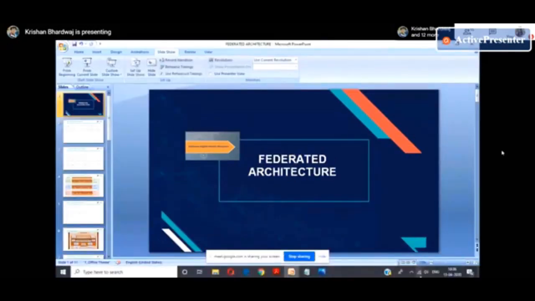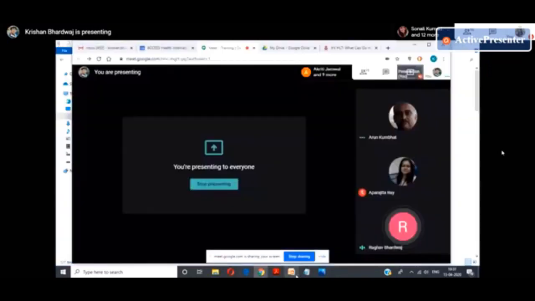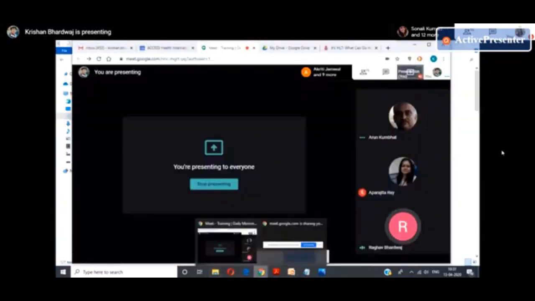Sir, I think Federated Architecture is basically an enterprise architecture which is concerned with interoperability, data exchange, and security, with minimum standards that you need to follow. You have given a very technical definition, Raghav. You're right, but I want a very simple definition of what Federated Architecture is, so that even a common layman can understand.